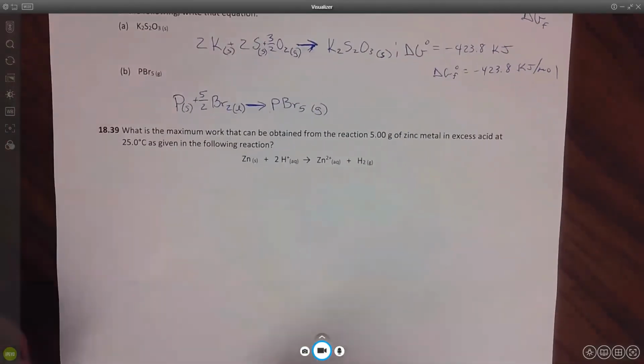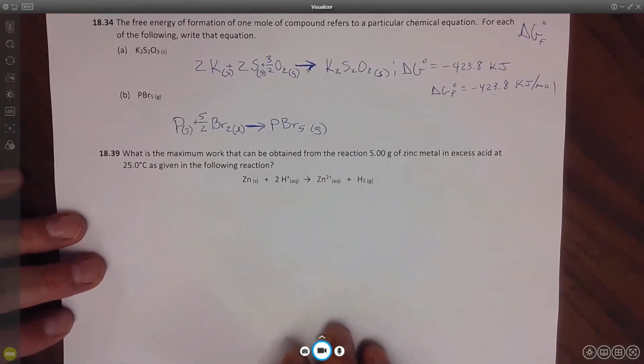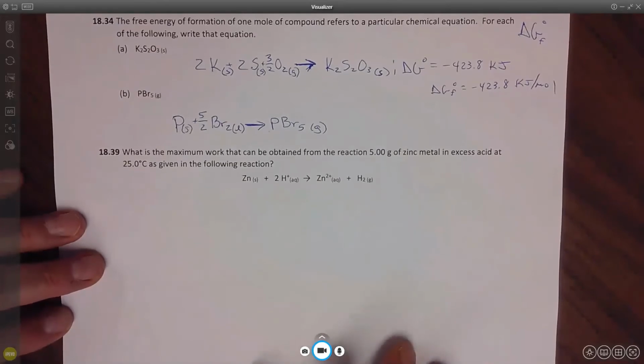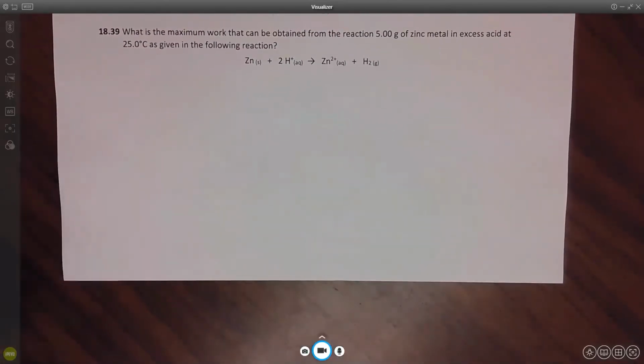So any more questions on that good stuff? Everybody good with that? Okay, let's try another question then. This is number 39 from chapter 18. It says, what is the maximum work that can be obtained from the reaction of 5 grams of zinc metal in excess acid at 25 degrees Celsius given the following reaction? So how am I going to determine the maximum amount of work?